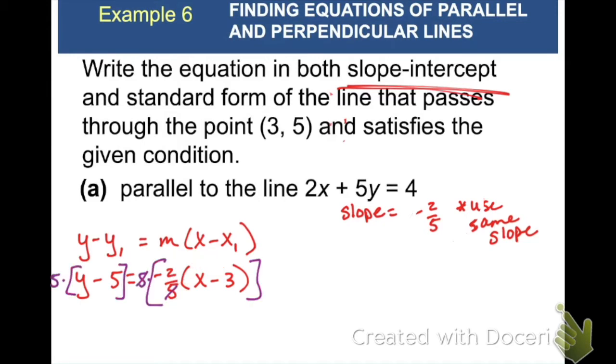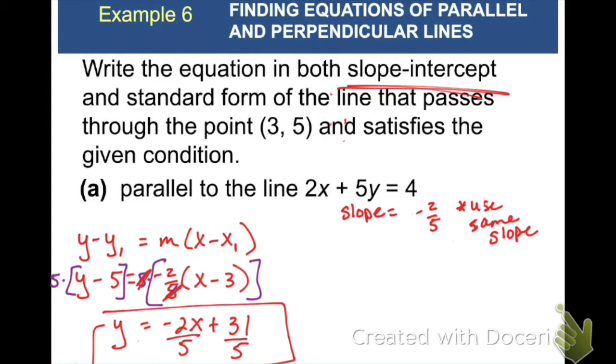So if I multiply both sides by 5, because that was in the denominator of my fraction, on the right-hand side, the 5's cancel. So on the left-hand side, I'm going to distribute a 5, and on the right-hand side, I'm going to distribute a negative 2. I'm trying to get y by itself, so I'm going to add 25 to both sides. And now I'm going to divide by 5. So there's your answer in slope-intercept form. y equals negative 2/5 x plus 31/5.